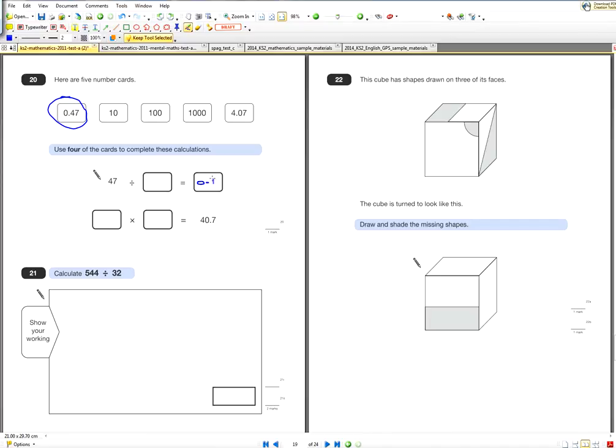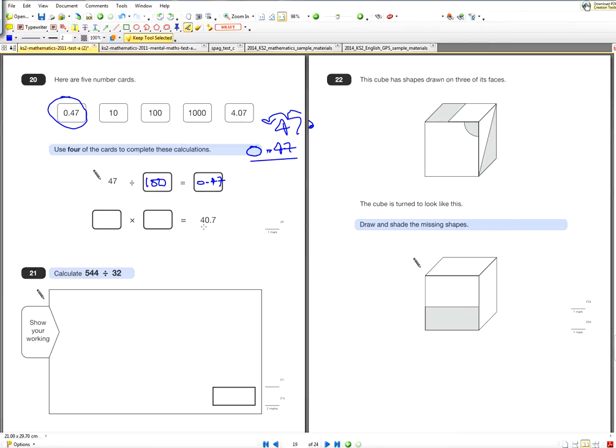So I have a feeling that this number will go there, because we've done something to the 47 to make it into 0.47. But what did we do to it? Divided by 100. Well done. Because 47 divided by 100 is that. How do you get that? I'll show you. Move back two places. You just moved the 4 to the 100. So 47 divided by 100 is 0.47.